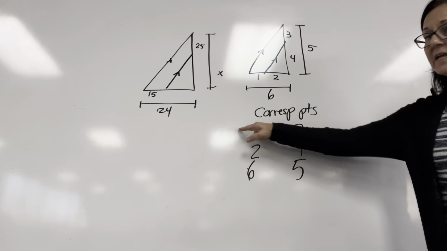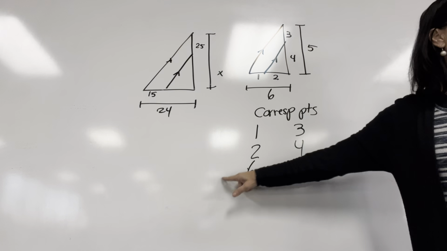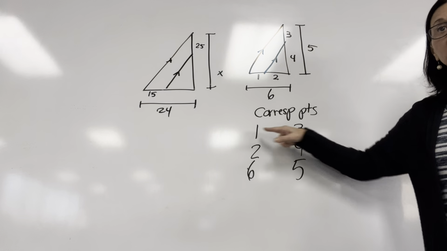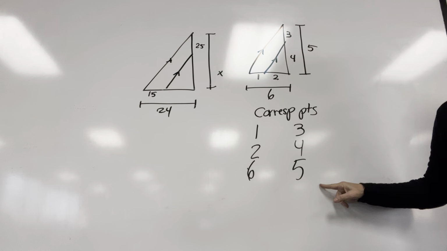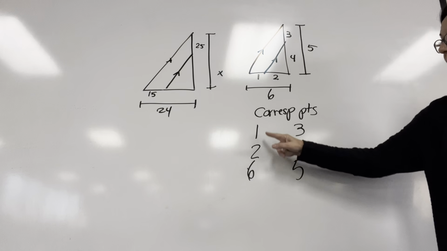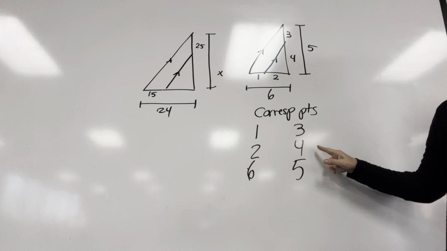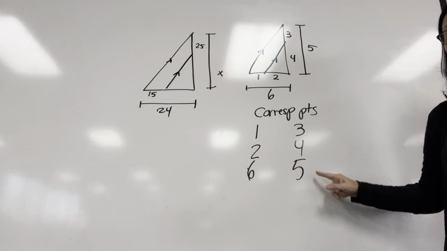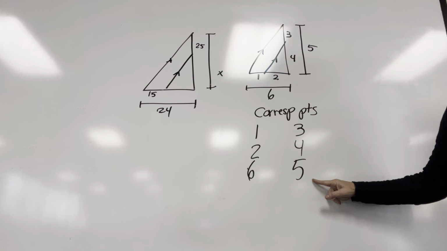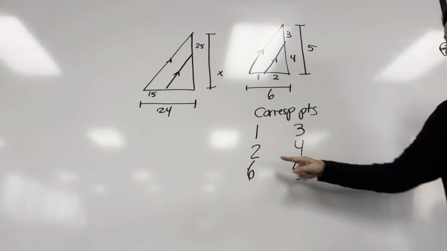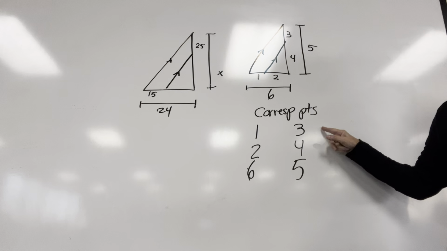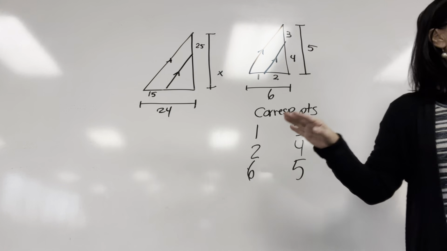As long as in my rows these parts correspond, I could write 1 over 6 equals 3 over 5. I could write 1 over 2 equals 3 over 4. Got it? I could write 2 over 6 equals 4 over 5. So I could take any of these pieces over any other piece. I could do 6 over 1 equals 5 over 3, as long as we have corresponding parts.